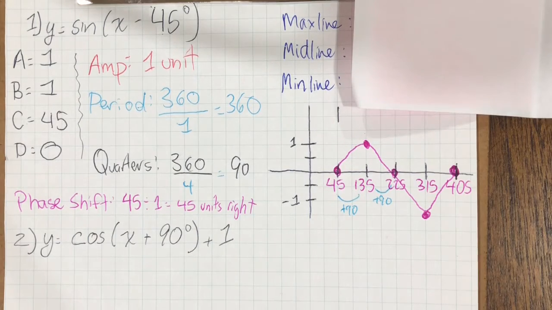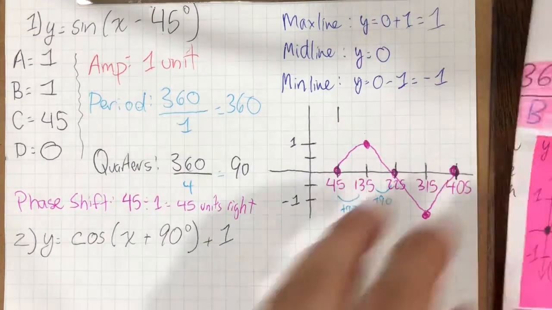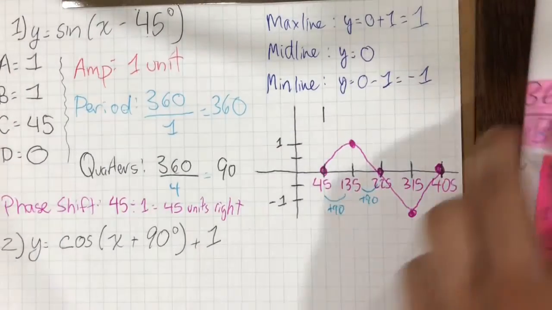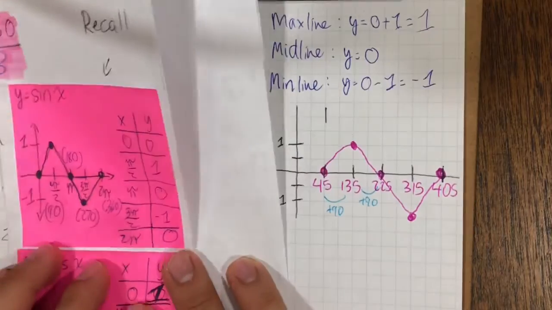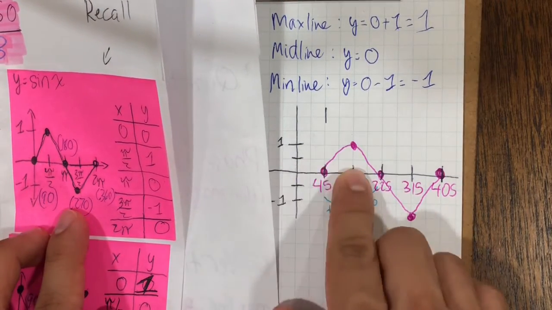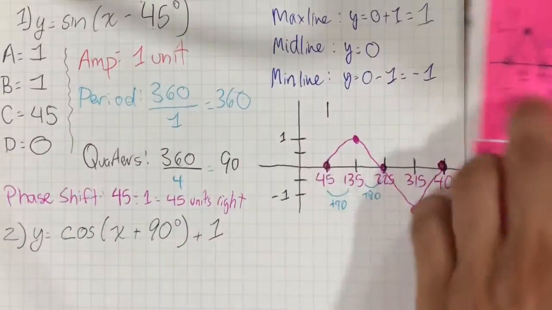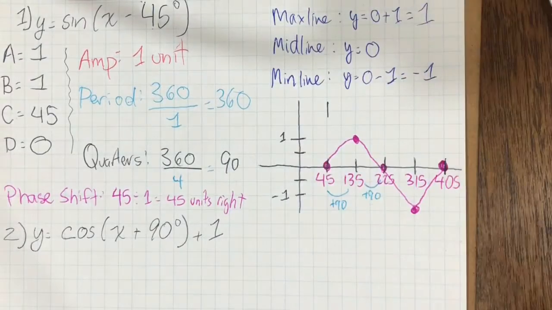All right, and if we take a look, comparing the old graph to the new one, I'm just going to put it over here. We see that the graph moved 45 units to the right. Perfect. So now we're going to do the same technique for number 2.